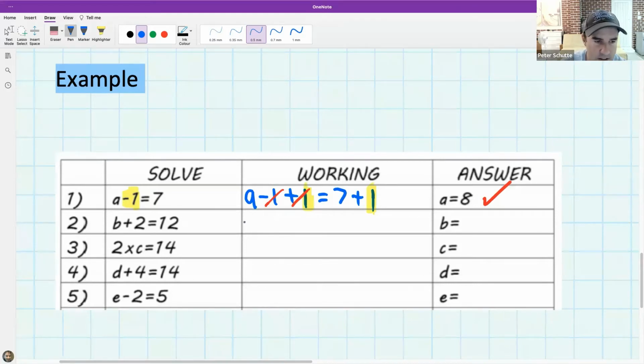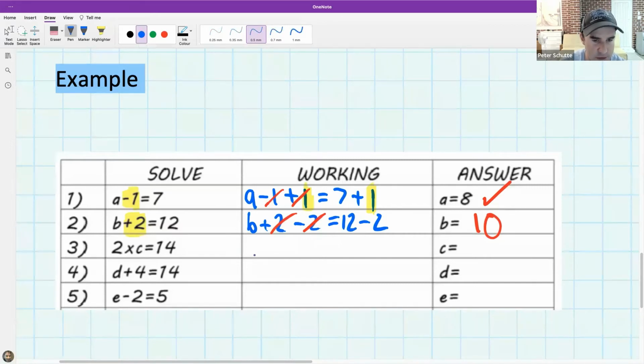Okay, so in the second one, b plus 2 is 12. All I'm going to do in that one is I'm going to take away 2 from both sides. And when I take away 2, I did that because I know what's the opposite of plus 2. It's minus 2. And then I know plus 2 minus 2 is nothing. And so my final answer will be 10.